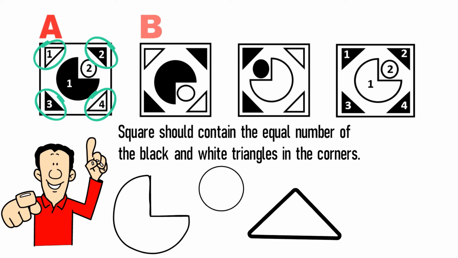You can see that the same pattern exists in shape B, 2 white triangles and then 2 black triangles, and in shape C, 2 black triangles on the left and 2 white triangles on the right. But if we look at choice D, you see that there are 4 black triangles in the corners.